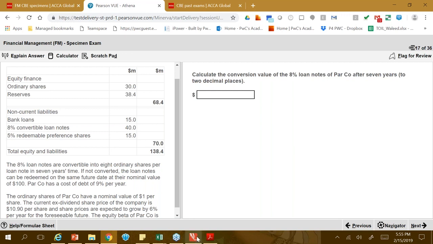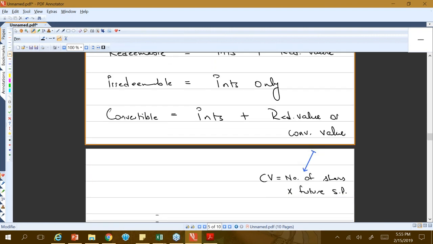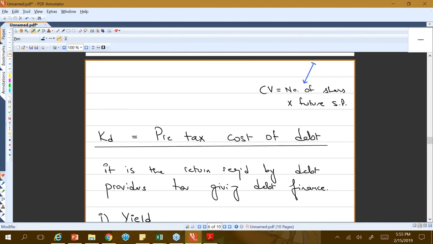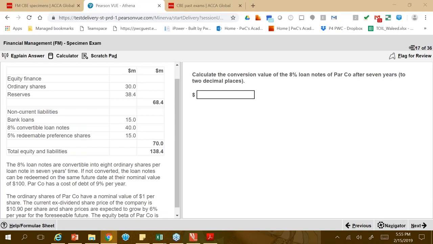So going back to my PDF, where I talked about the conversion value, remember the conversion value is the number of shares times the future share price. So looking at question number 17.